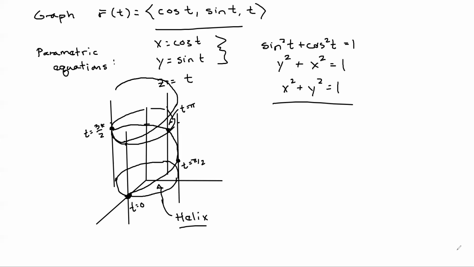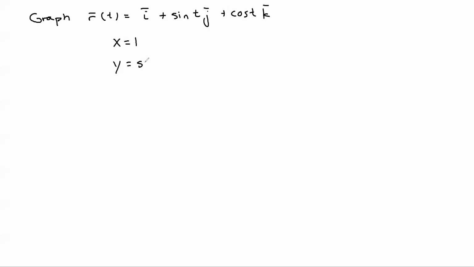Okay, let's do one more. And just to change things up, we'll use the unit vector form. All right, so first step, we want to translate this to the parametric. So you get x equals 1, y equals sine t, z equals cosine t.